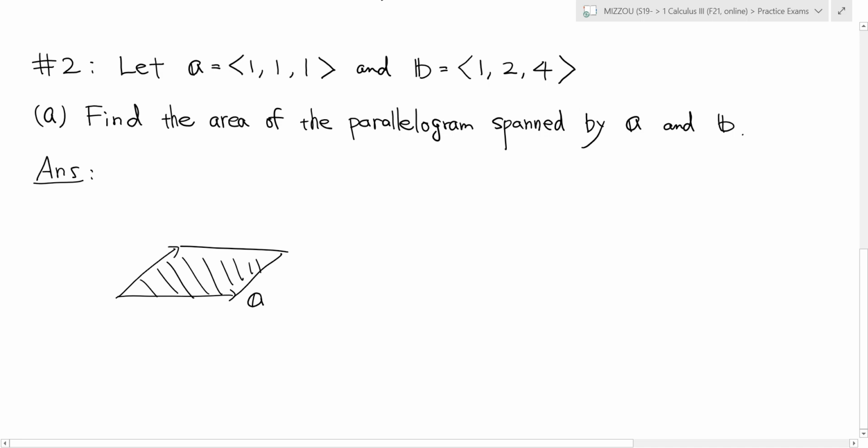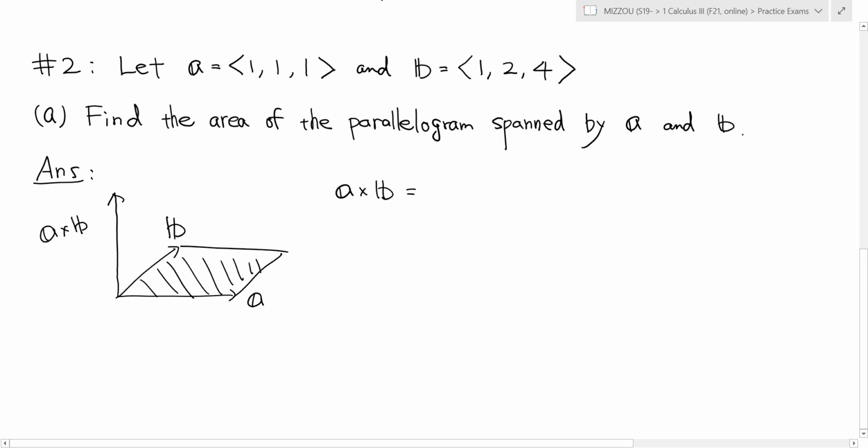So you want to find the area here. But let's remember, this area is precisely the magnitude of the cross product of A and B. The cross product is always perpendicular to both A and B, and its magnitude is precisely the area here. So what you have to do is compute the cross product first, and then compute its magnitude. So let's compute the cross product.